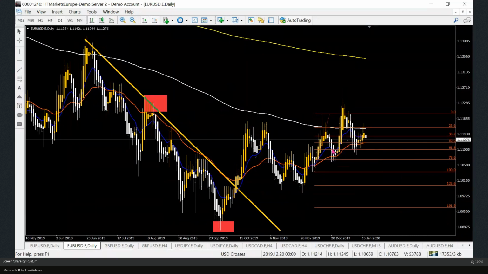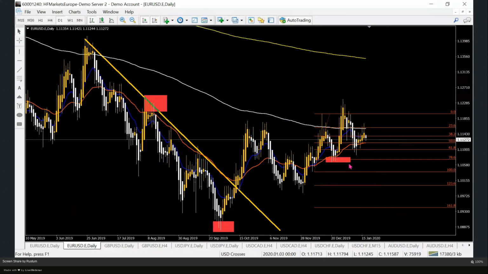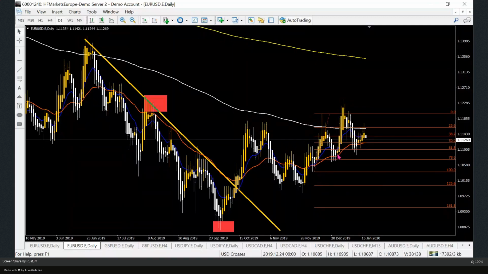The next one, sorry, at the 50 is where I'd be looking for a manipulation. And because I like 78.6, I would be looking for the manipulation there, right? And in this case, the 78.6 appears on my 36 period moving average. Highly interested in dropping down and looking for an entry there. So it's all about finding zones and finding what prices have done in the past.